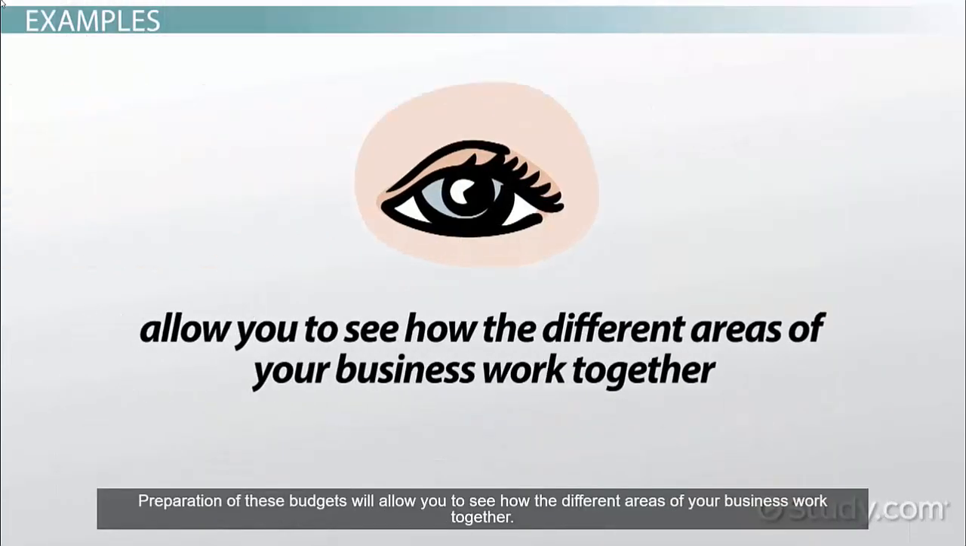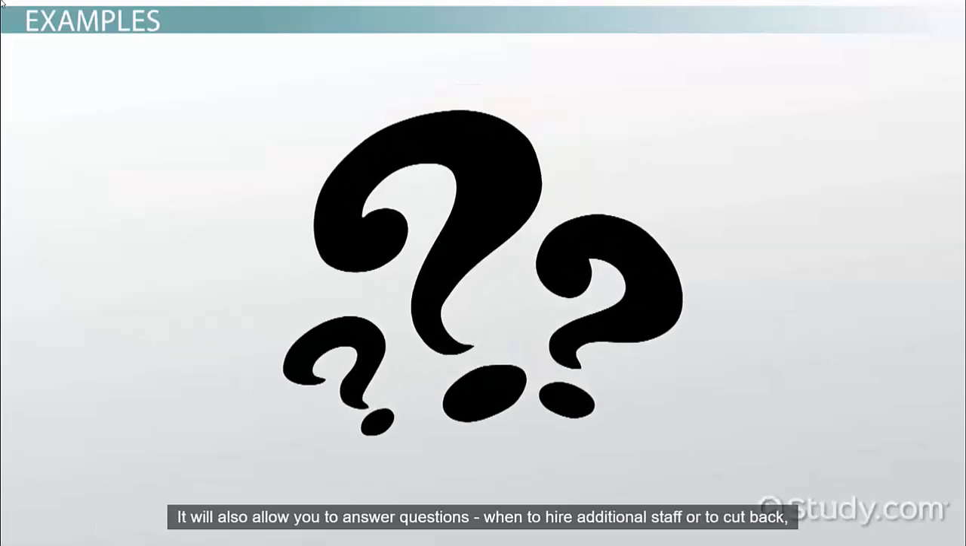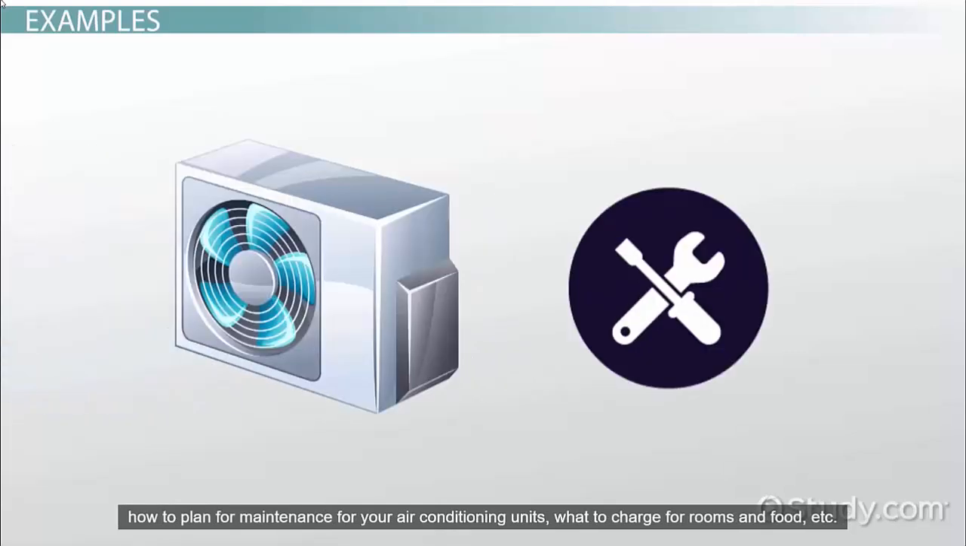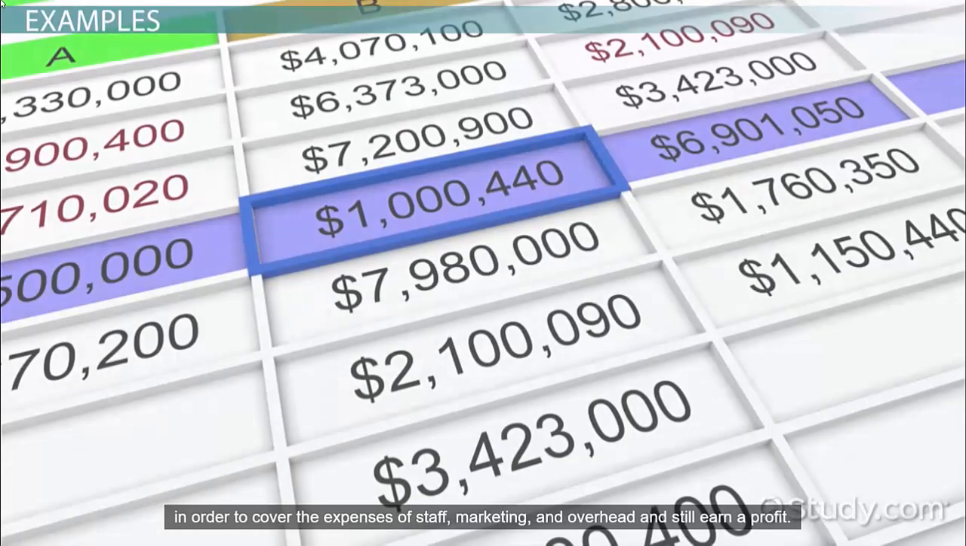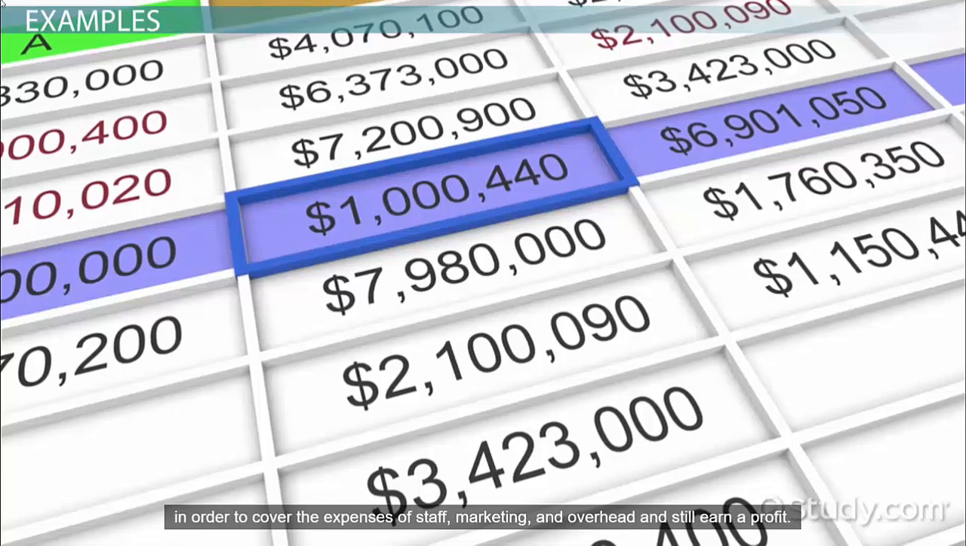Preparation of these budgets will allow you to see how the different areas of your business work together. It will also allow you to answer questions: when to hire additional staff or to cut back, how to plan for maintenance for your air conditioning units, what to charge for rooms and food, etc., in order to cover the expenses of staff, marketing, and overhead and still earn a profit.